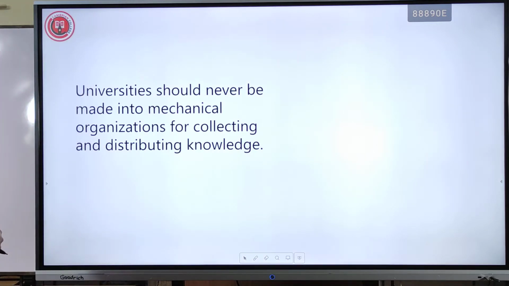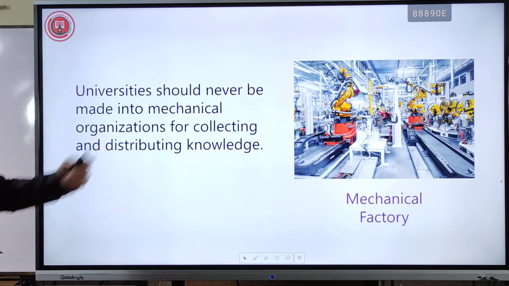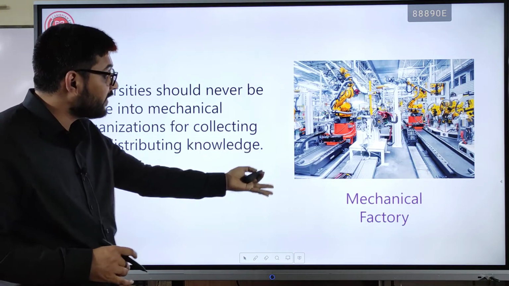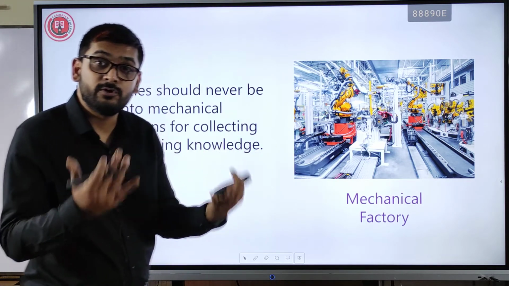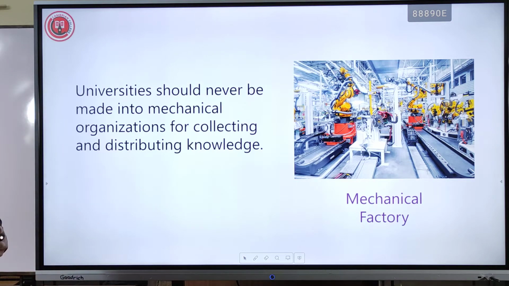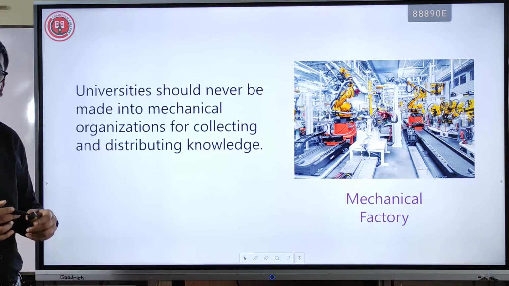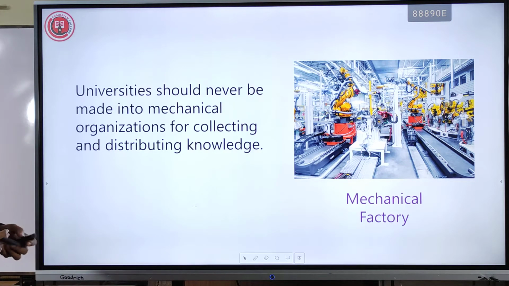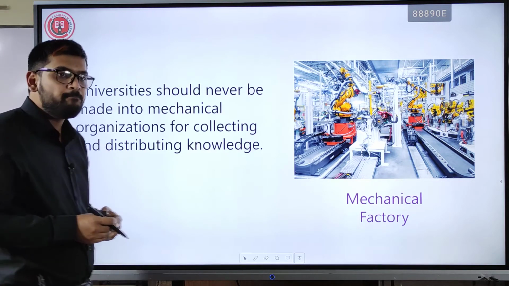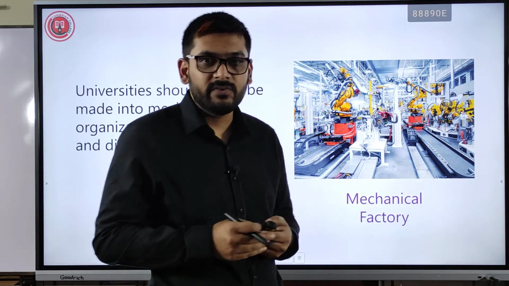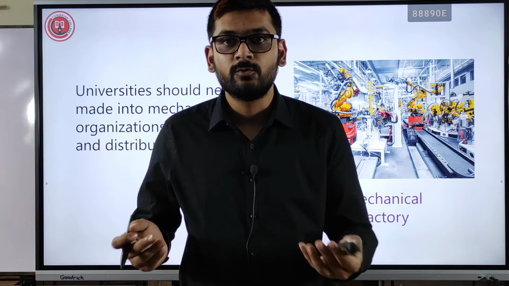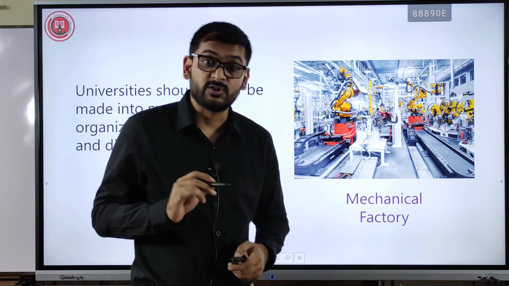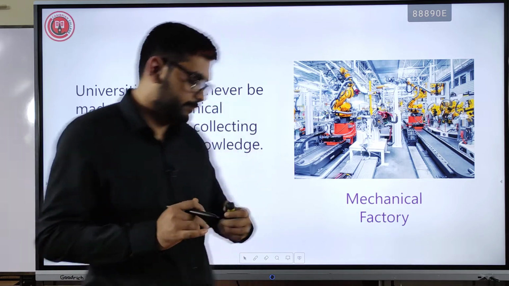Universities should never be made into mechanical organization. What is a mechanical organization? As you can see, a factory, a mechanical factory where different machines are working to make something, to produce something. So, here Rabindranath Tagore also said that university should never be made into mechanical organization. University should not be robotic, okay, for collecting and distributing knowledge. It is not the function of university to collect some knowledge and just impart it and give it to students. No, university's primary function according to Rabindranath Tagore is research.